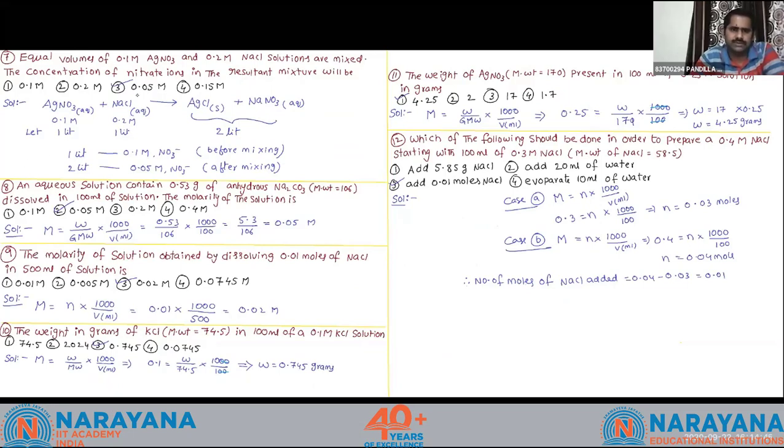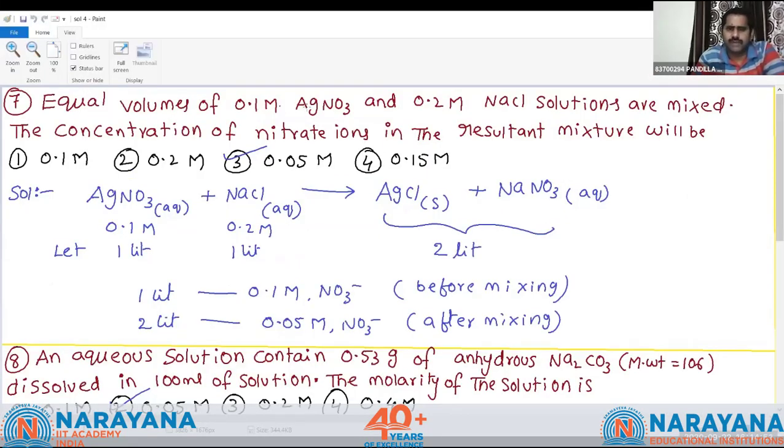Please observe. Equal volumes of 0.1 M HNO3 and 0.2 M NaCl solution are mixed. The concentration of nitrate ions in the resultant mixture will be? Here two components are mixed. When two solutions are mixed, the volume will be increased, so the concentration of a particular ion will be decreased. Concentration is half because volume is doubled.